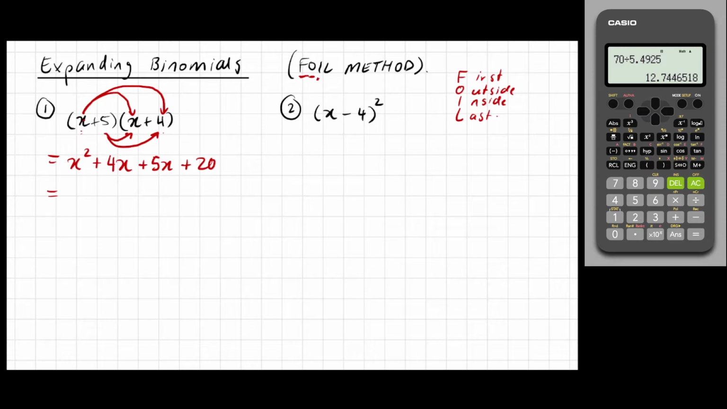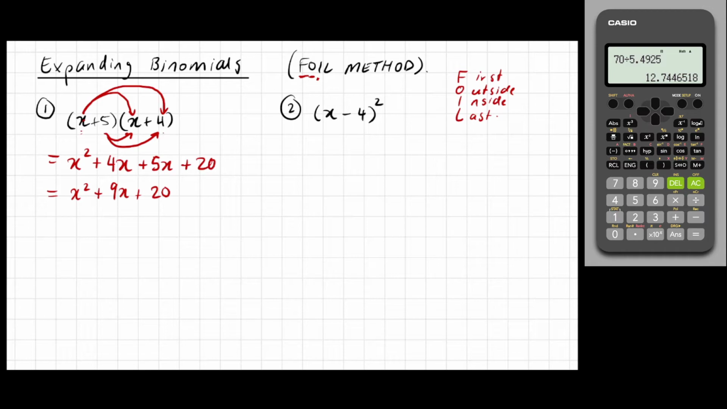Now you're going to combine the like terms. We get x squared, because there's no other x squared terms, so we just leave it as x squared, plus, well, we've got a 4x and we've got a 5x, so that becomes 9x. And there's no other singular term, so the 20 goes on the end by itself.